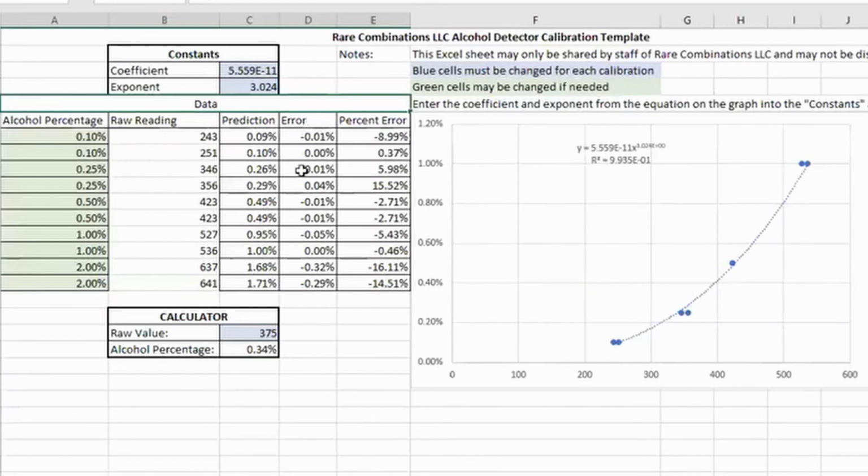And so that's updated our predictions here, and thus it's updated our error as well as our percent error. And you can see now our highest error is 0.05%, which is less than 0.06%. And another thing to notice is that our prediction of our imaginary kombucha sample is the same. So we've slightly improved the accuracy by excluding the 2% samples, but not drastically.